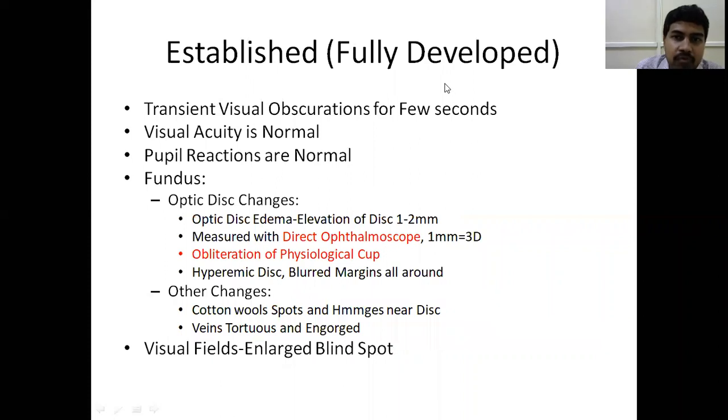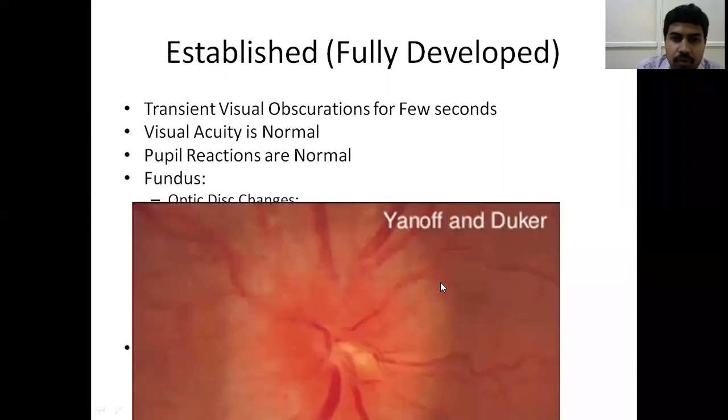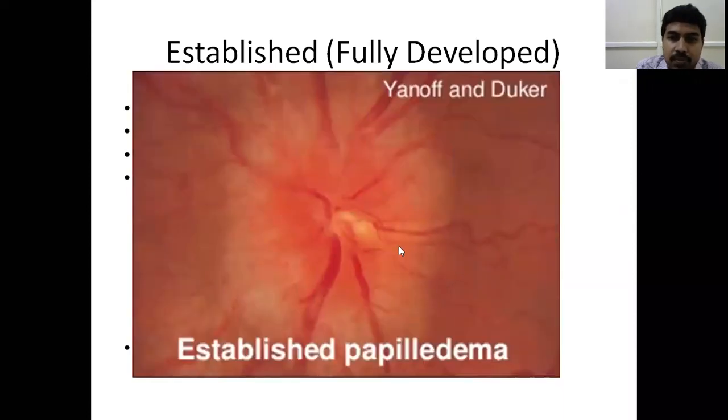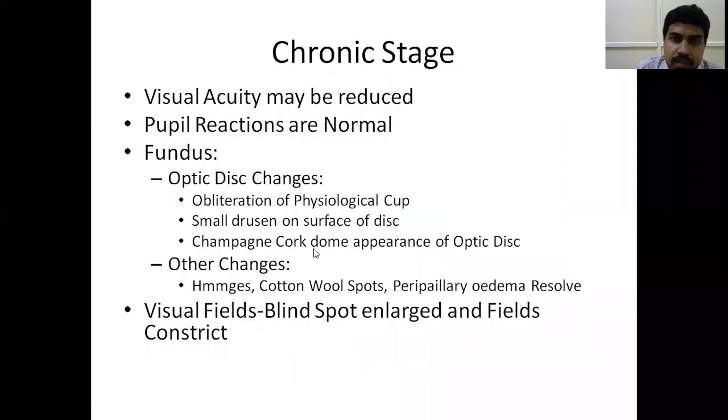And then established or fully developed stage: transient visual obscurations, visual acuity is normal, pupil reactions are normal. Mild elevation of the disc will be there and obliteration of the physiological cup, hyperemic disc and blurred margins all around. So there only the nasal margin was blurred, but here you see all the margins are blurred. The rest of the features are the same: hyperemic disc, engorged and tortuous veins and elevated disc.